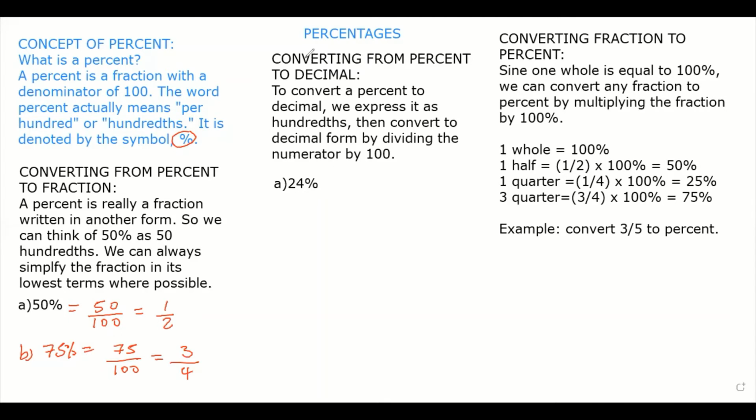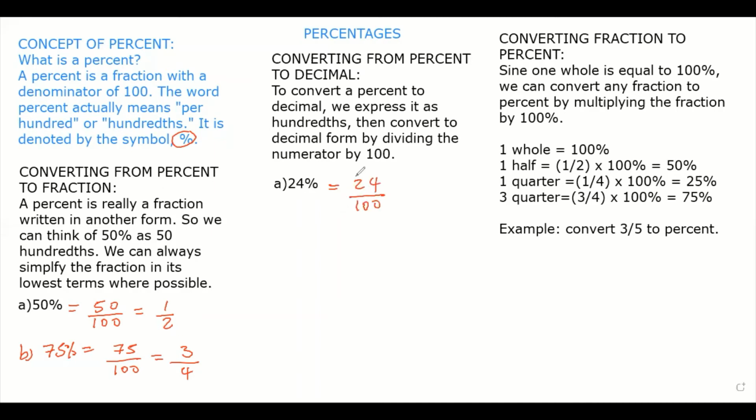Now let's look at our next subheading, which is converting from percent to decimal. To convert a percent to decimal, we express it as hundredths, then convert to decimal form by dividing the numerator by 100. What do I mean by this? Here I have an example. We are asked to express 24% as a decimal. First, we're going to express it as a fraction. So 24% as a fraction is just 24 over 100.